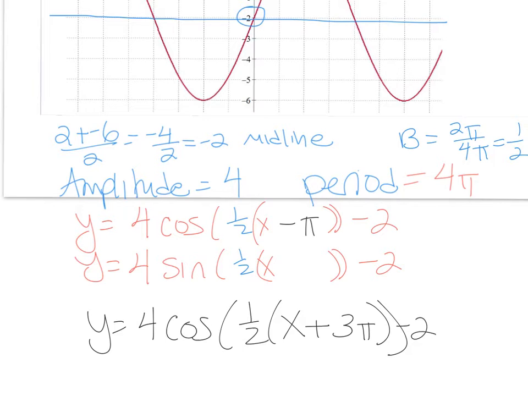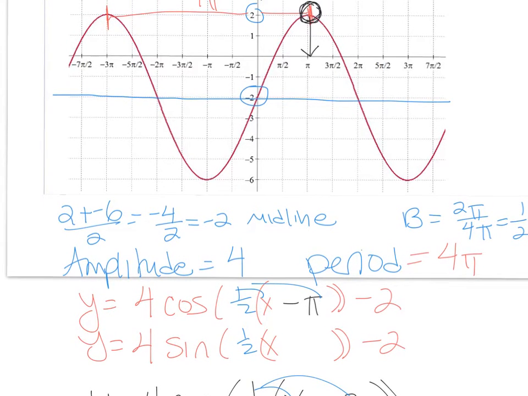If you don't have this double set of parentheses like I'm writing, you can distribute the 1/2 to both of those values, but it has to be both to the horizontal translation and the x. Otherwise, you need the double parentheses like I'm writing.